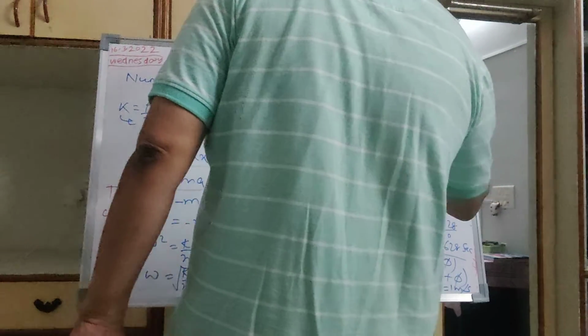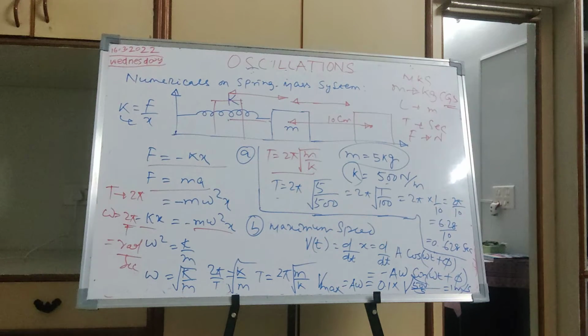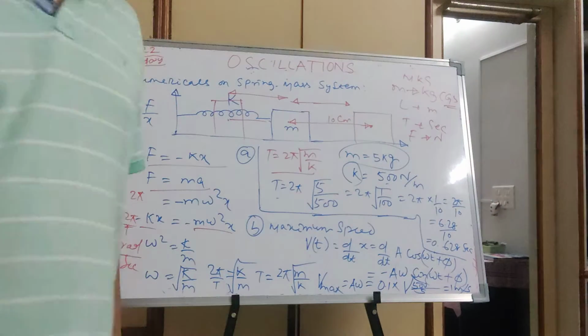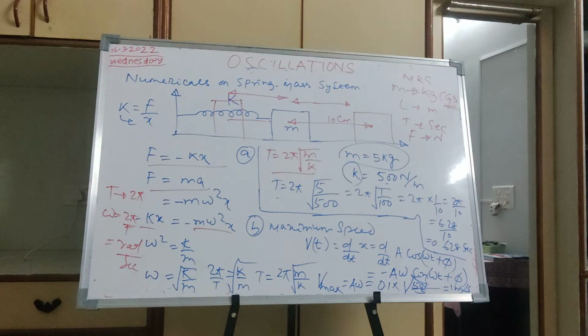MKS and CGS, there are two systems. MKS is meter kg second, and CGS is centimeter gram second.